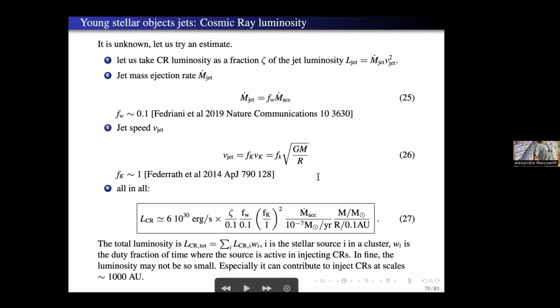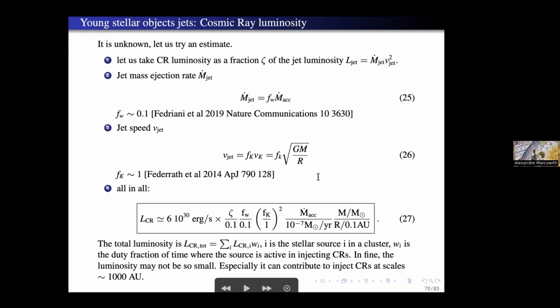You can take the jet velocity as a fraction of the Keplerian velocity on your disk, because the jets are launched from the disk. Okay, you have two factors which can be evaluated either using observation or theoretical works, which typically fall in that order for solar-like objects, mass. And then this is easy to calculate a typical luminosity of 10 to the 31 erg per second in cosmic rays, if you take 10% of efficiency converting your shock kinetic energy into particles. So this is not a lot.